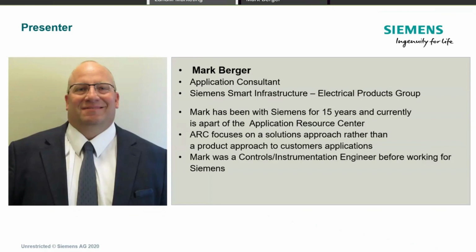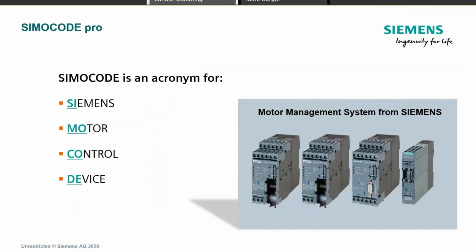So let's move on to our topic today with SIMOCODE. Where does the name come from? Well, Siemens likes acronyms, and so we like putting SI in front of everything: Simation, Simotion, and in this case it's the same. So Siemens Motor Control Device. This is your overload. This is what you put into your motor control center or into a motor control panel, and this would take the place of your overload.